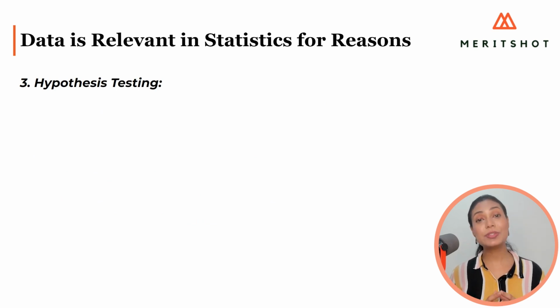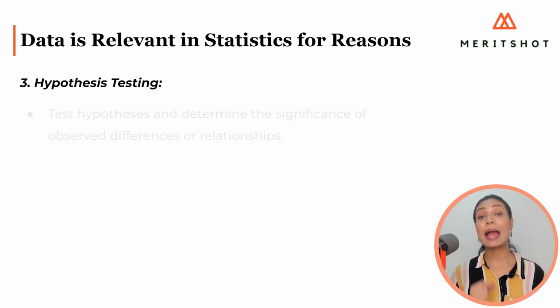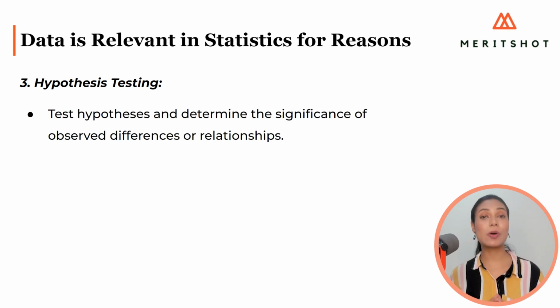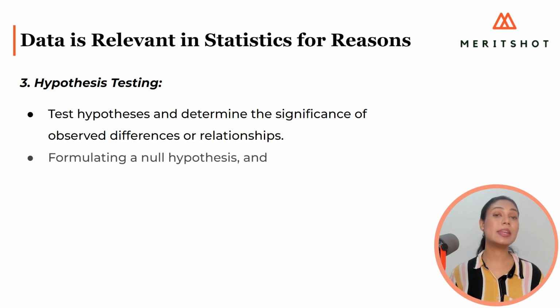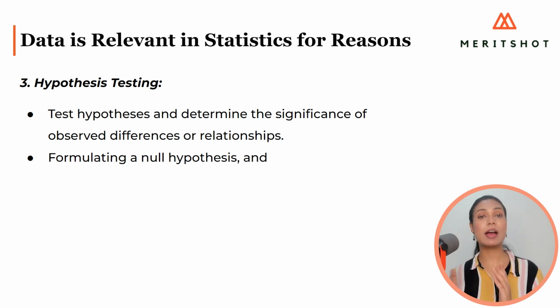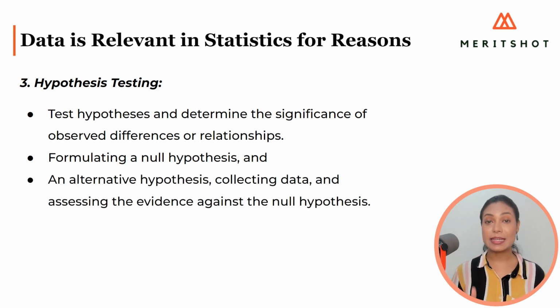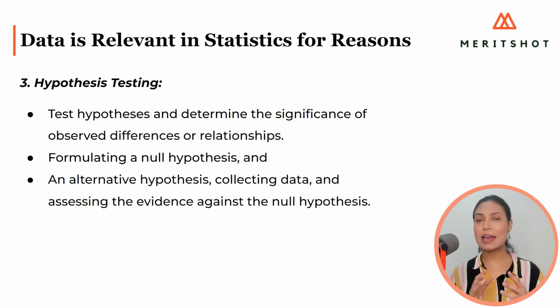Number 3, hypothesis testing. Data is used to test hypotheses and determine the significance of observed differences or relationships. Hypothesis testing involves formulating a null hypothesis, that is, no effect or relationship, and an alternative hypothesis, collecting data and assessing the evidence against the null hypothesis.